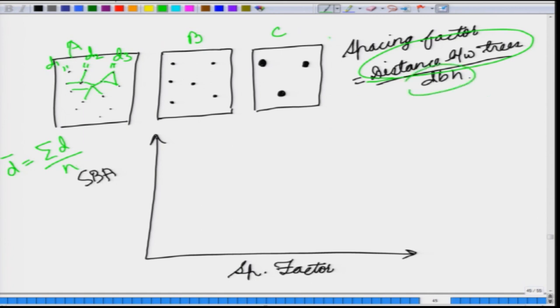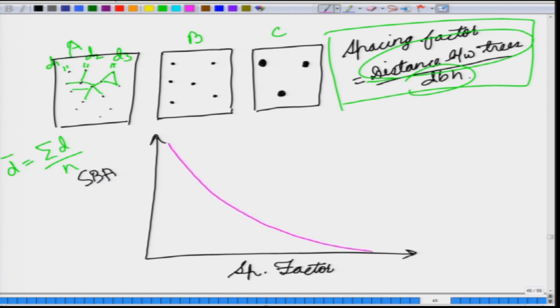Now, spacing factor is the average distance between the trees divided by the average DBH of trees in your stand. And if you plot a curve between the stand basal area and the spacing factor, you get a curve like this. So, what is this curve telling you, or how do you decipher this curve intuitively?